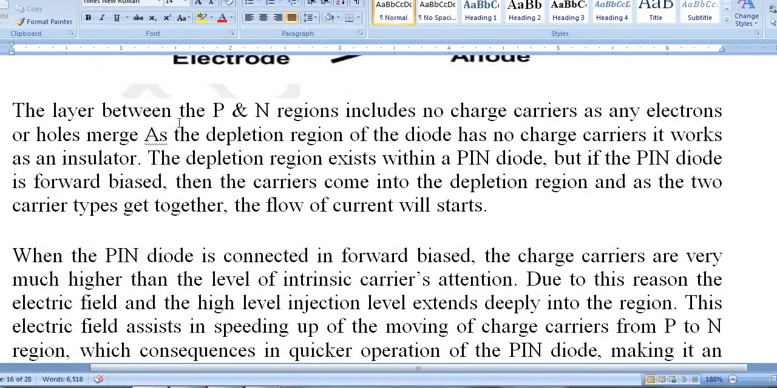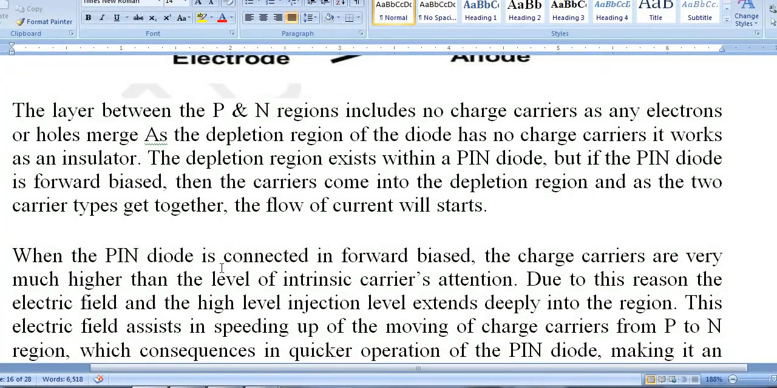The layer between the P and N region includes no charge carrier, as any electrons or holes merge. As the depletion region of the diode has no charge carrier, it works as an insulator. The depletion region exists within a PIN diode, but if the PIN diode is forward biased, then the carriers come into the depletion region, and as the two carrier types get together, the flow of current will start.